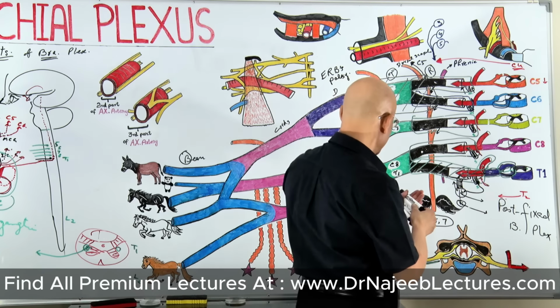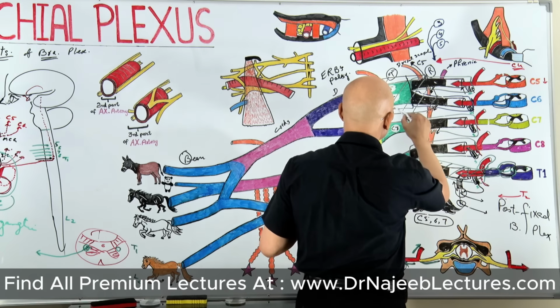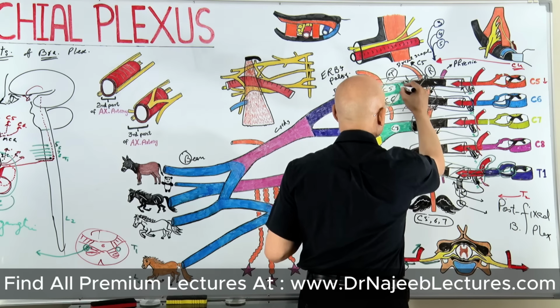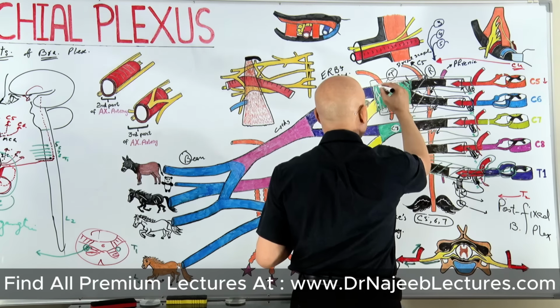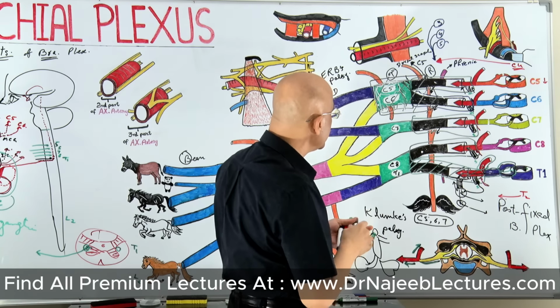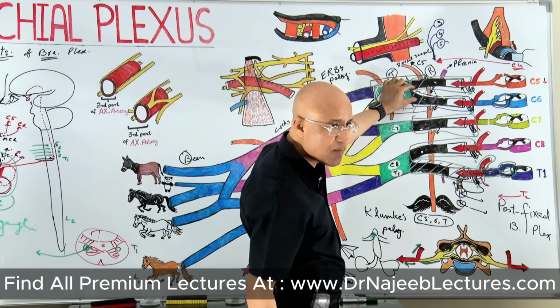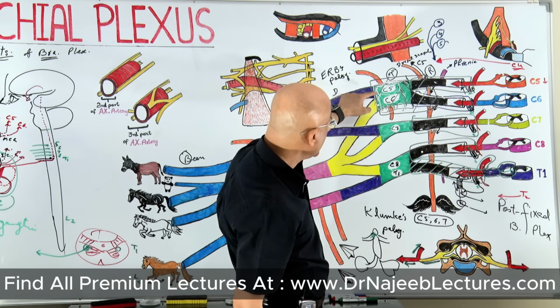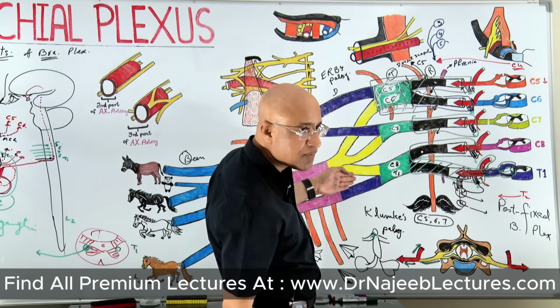Okay, this I should reduce it. This should be up to here. Upper trunk is damaged, right? I will make it more dark. If upper trunk is damaged, C5 and C6 are damaged. So actually what has happened, two roots lose their function, upper trunk loses its function, upper trunk, anterior division and posterior division lose their function.